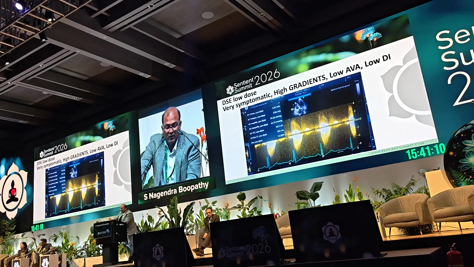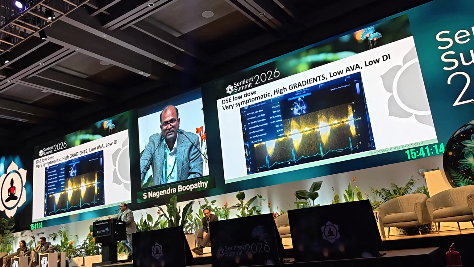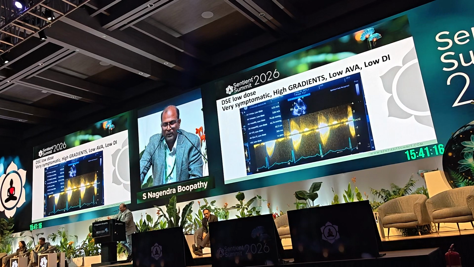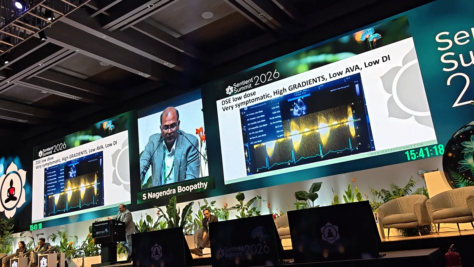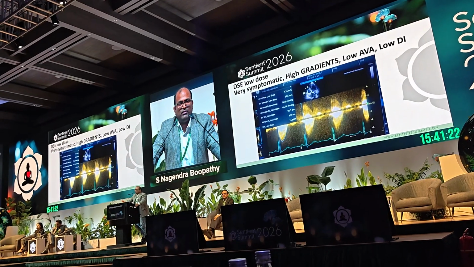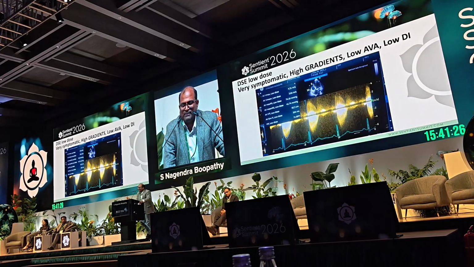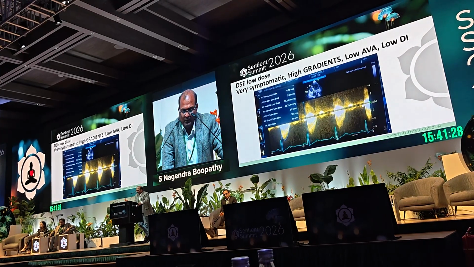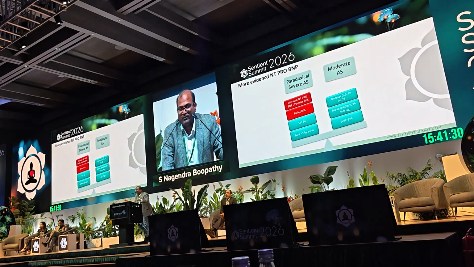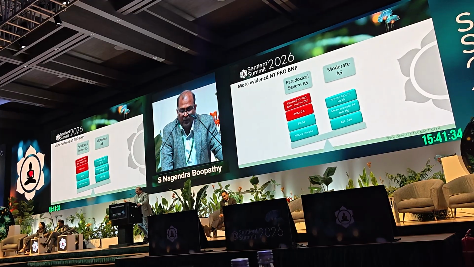So low-dose dobutamine was initiated for this particular patient. I was still not convinced whether I should keep her on medical therapy or proceed with TAVR. With low-dose dobutamine itself, her gradient increased to 75/42, and she started having significant symptoms in the form of breathing problems. So now I got convinced, okay, I am definitely dealing with paradoxical severe AS.